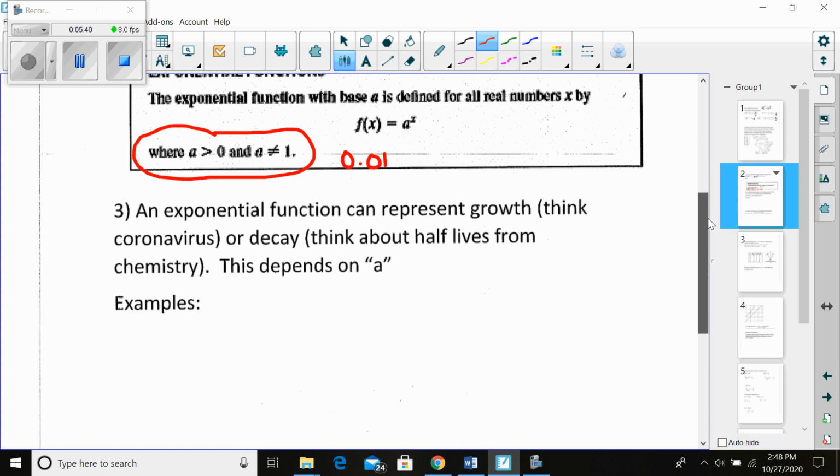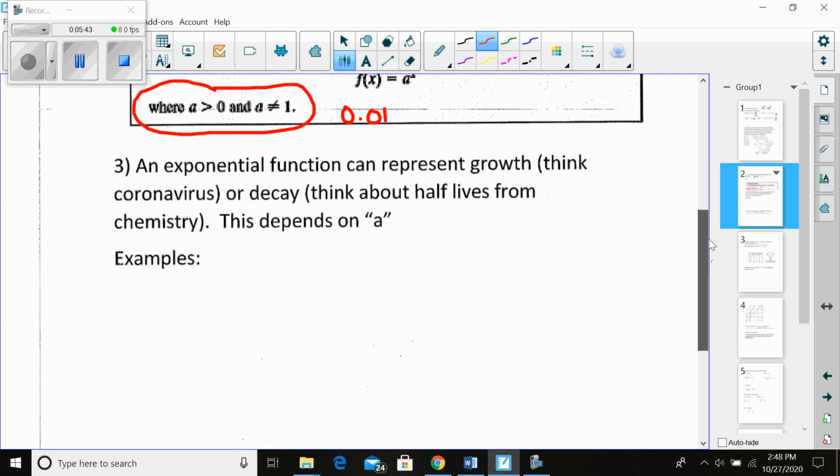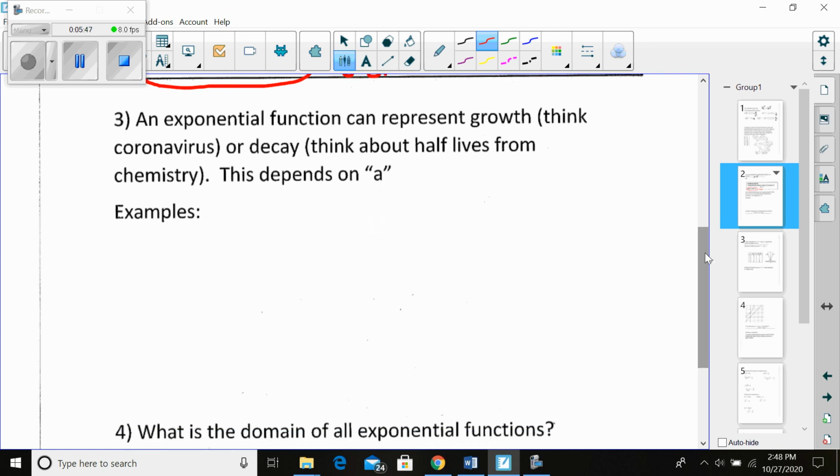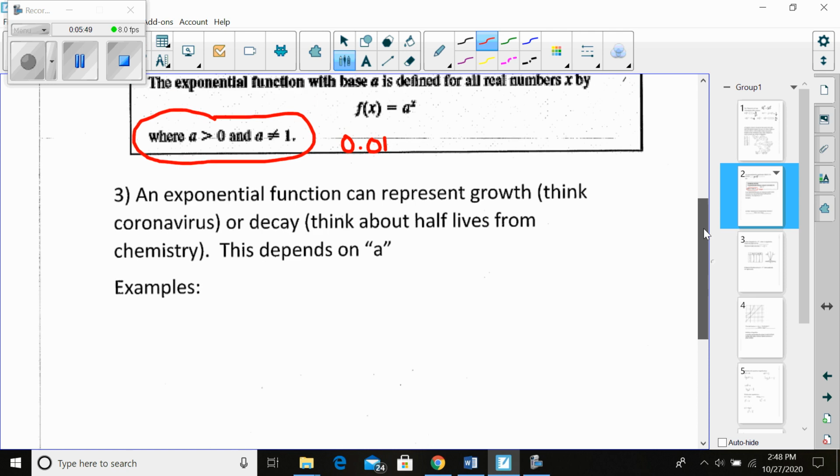So an exponential function can represent growth. We've got the coronavirus, or it could also represent decay, because think about taking 0.01 and raising that to like the fifth. And look what happens to that. Try that on your calculator. You'll notice when you raise that to the fifth power, it's a very, very small number.